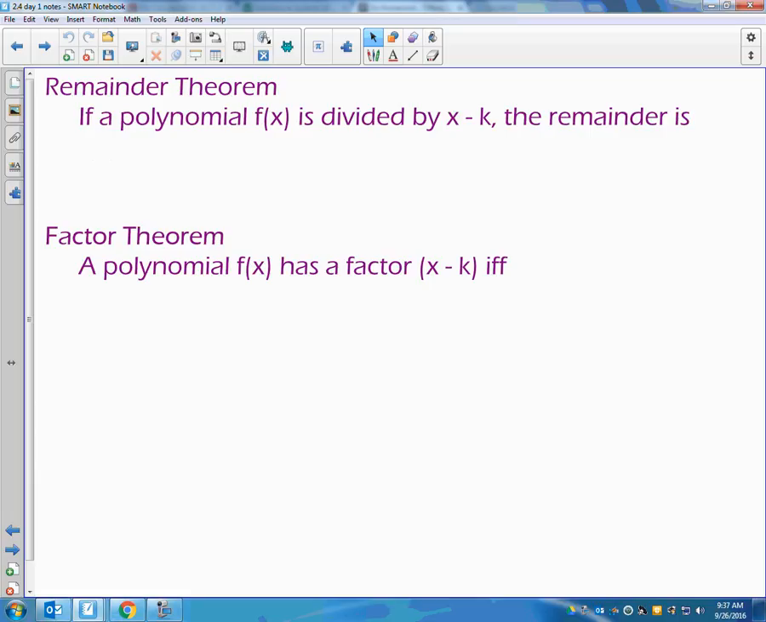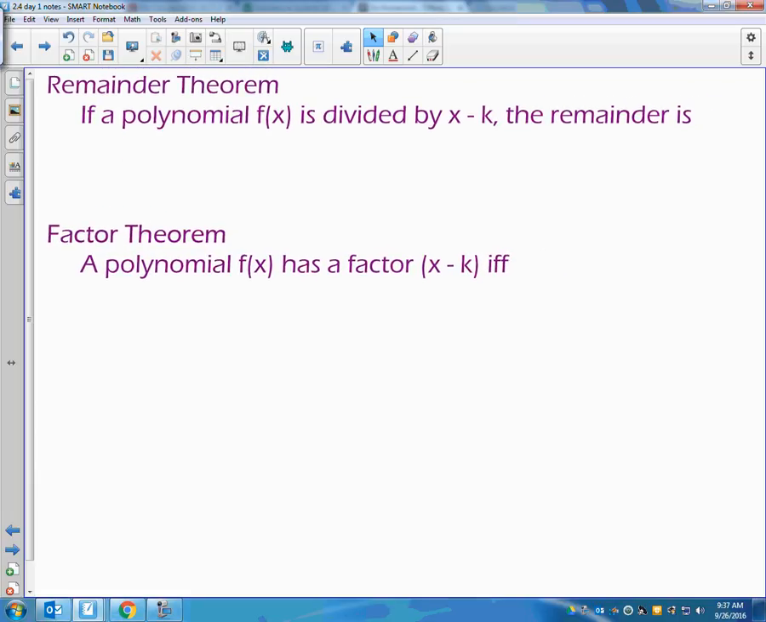So it says if you have a polynomial divided by x minus k, this is like, no, don't look at the answer. I forgot. I told you this isn't working today.